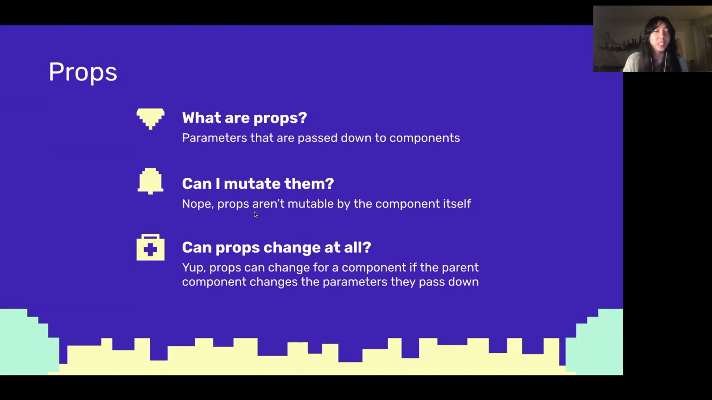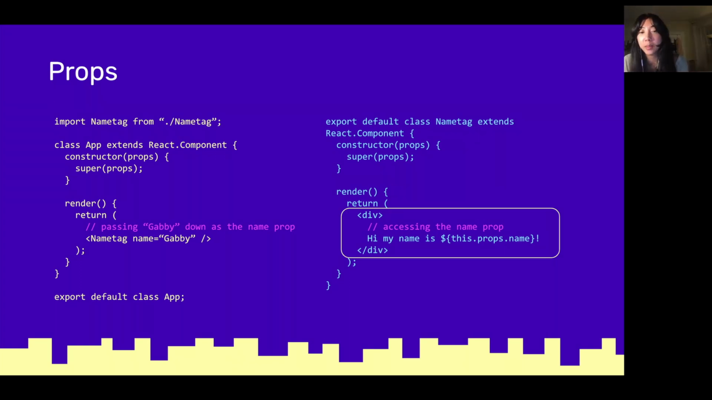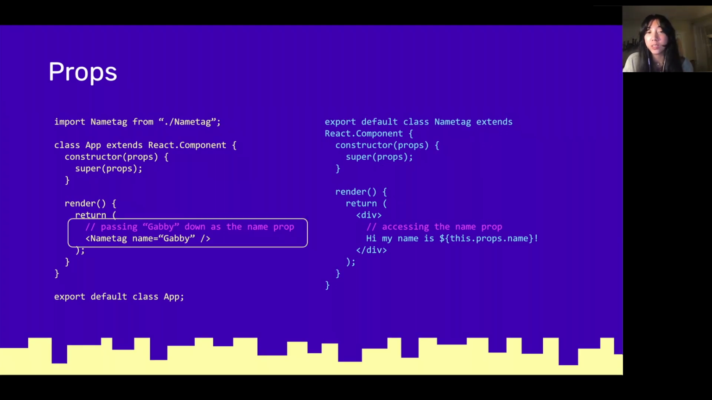Okay, that's confusing, but let's take a look at an example. Say we created a React component that displays the text, "Hi, my name is," insert name here. This component changes the name it displays by using the name passed down to it through props. As you can see, the parent component app.jsx initializes the name tag component with name equals Gabby. App tells name tag that its name prop is the string Gabby.